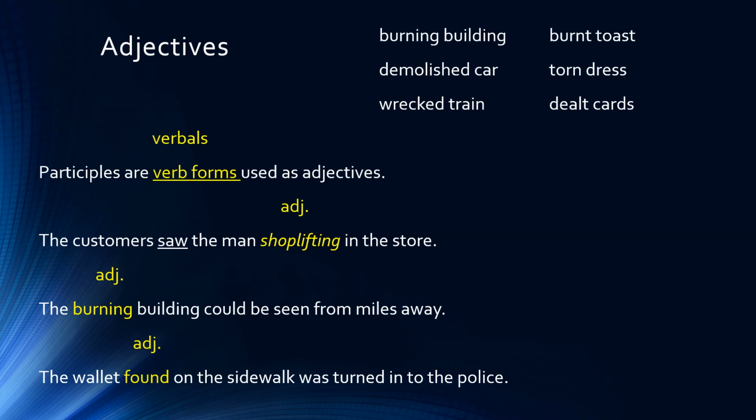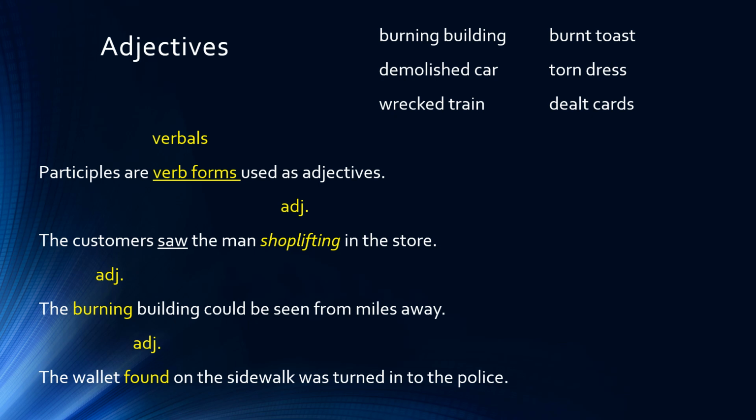Now, there are certain adjectives that are made from verb forms, and these are referred to as verbals. These words are used as adjectives. You can see up in the right-hand corner that I have several, just by way of illustration: burning building, demolished car, wrecked train, burnt toast, torn dress, dealt cards. These are words that are verb forms, but they are used as adjectives describing.